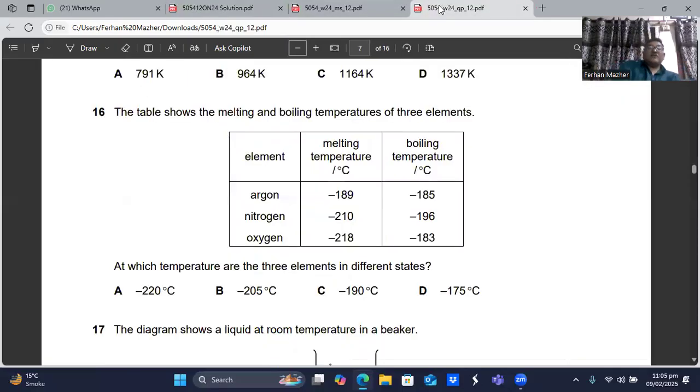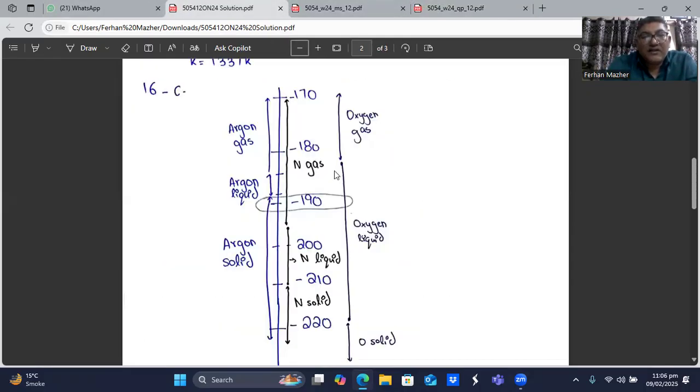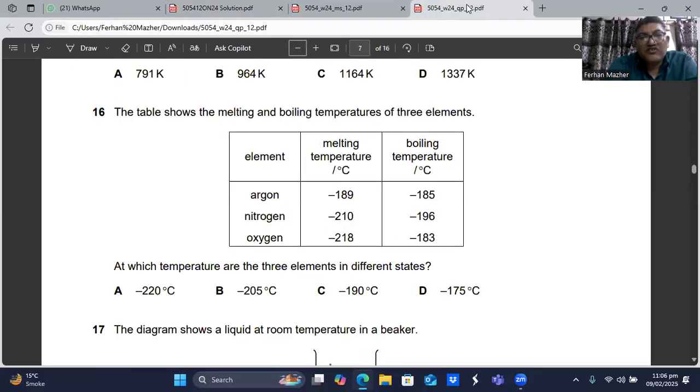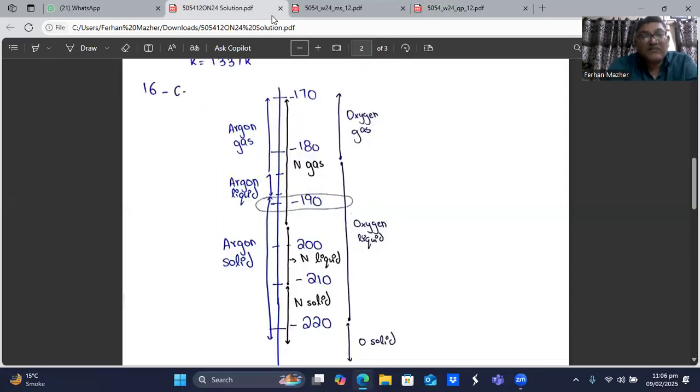Then we have oxygen from minus 218 to minus 183. Minus 218 is here somewhere, until here, which is minus 183. Oxygen is in the liquid state between them, above this temperature it is in the gas state, and below it, the oxygen is in the solid state. So we are looking for that portion of the temperature in which all of them are in different states.